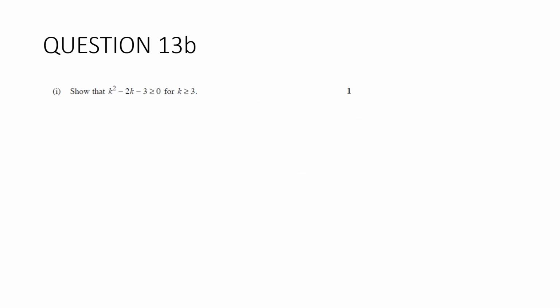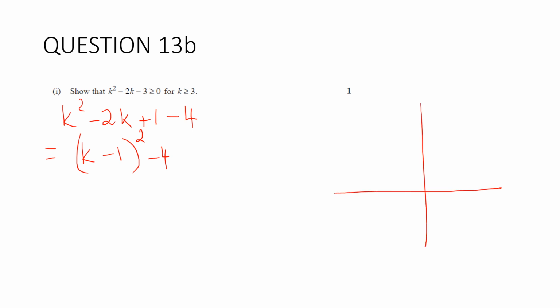Question 13b, part 1, show that k squared minus 2k minus 3 is greater than or equal to 0 for k is greater than or equal to 3. So let's complete the square. Plus 1 take away 4, which is equal to k minus 1 all squared minus 4. A quick sketch. We have got a turning point or a minimum point at 1, negative 4, which is here, and concave up. Not really concerned about the left-hand side here. We're only interested in this part.